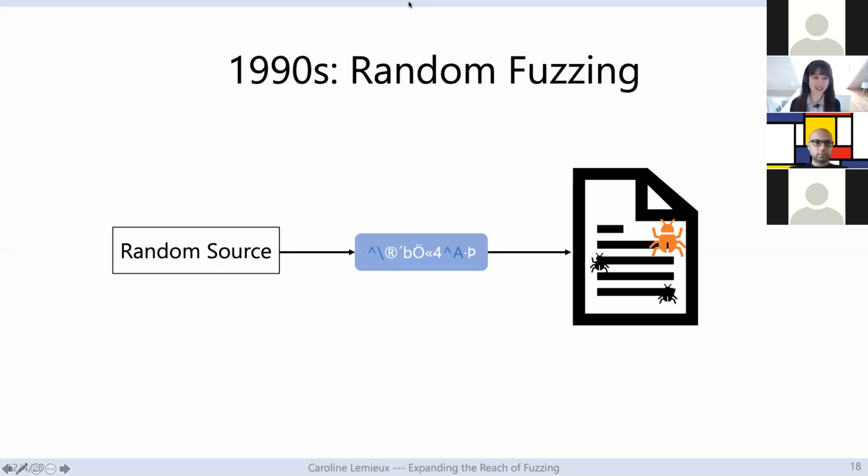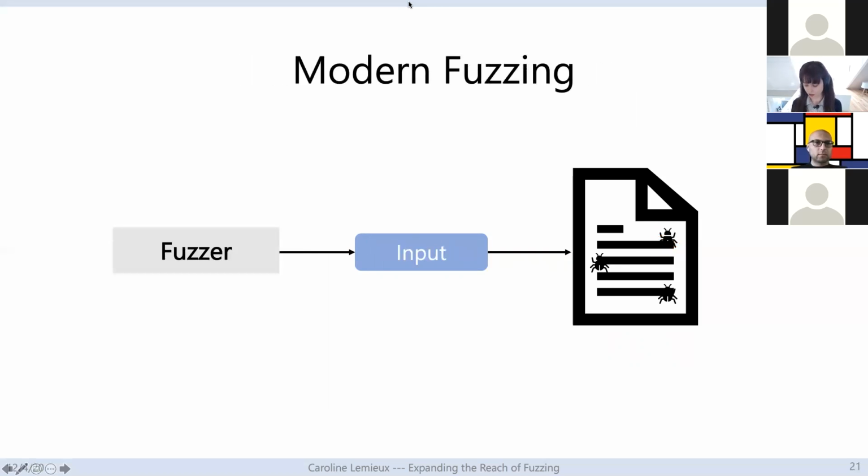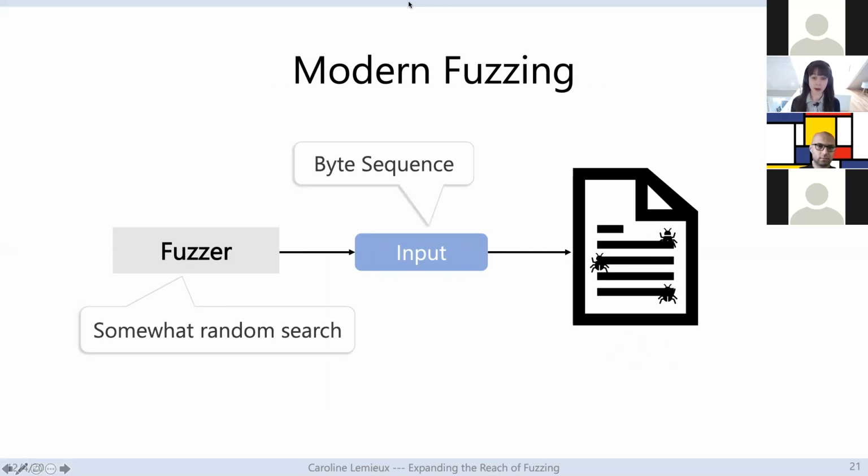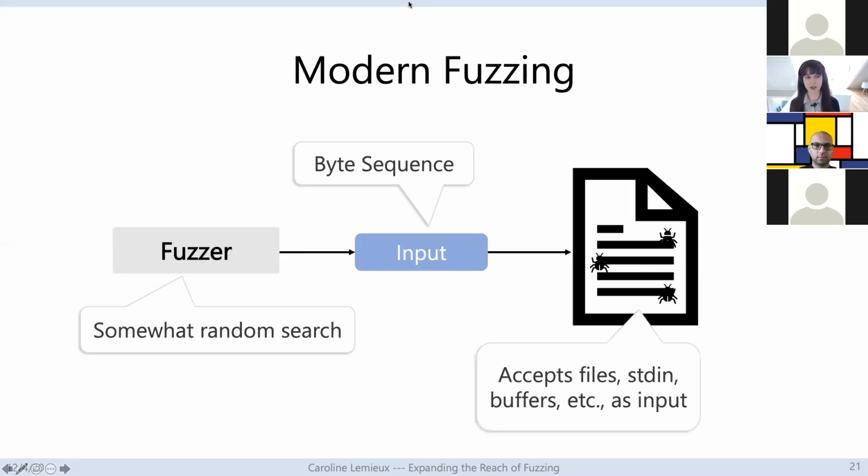And modern fuzzing techniques have evolved beyond this to target maybe deeper bugs in programs, but they still bear some similarity to those core ideas of 1990s fuzzing. In particular, for the so-called fuzzer, there's some debate about when is it fuzzing and when is it some other type of systematic testing. But in general, there's a somewhat random search element to the creation of inputs, and in general, those inputs are byte sequences. What that means is we're going to test programs whose inputs are byte sequences, so either they get them via files or standard input or buffers.